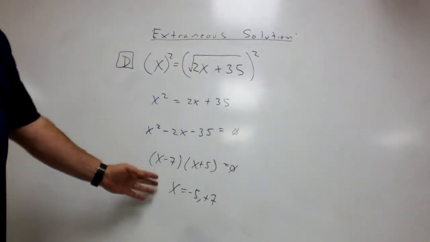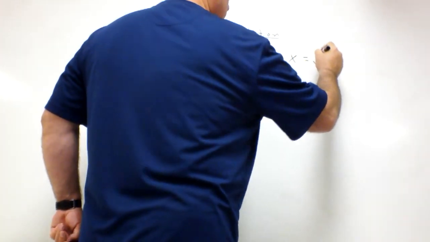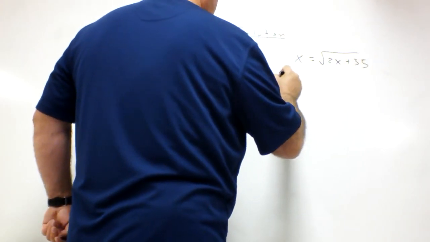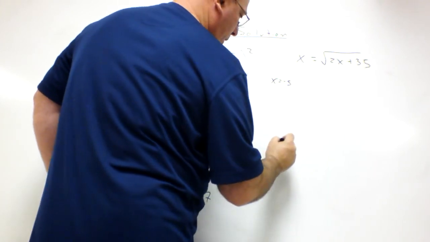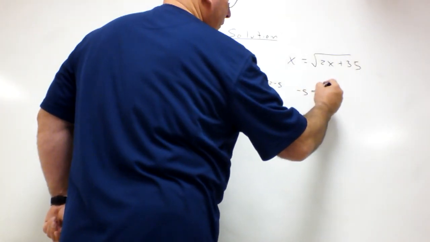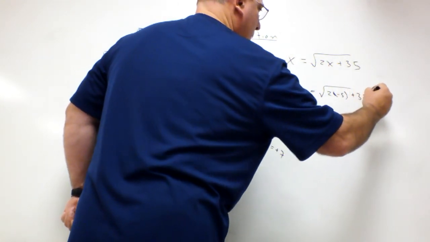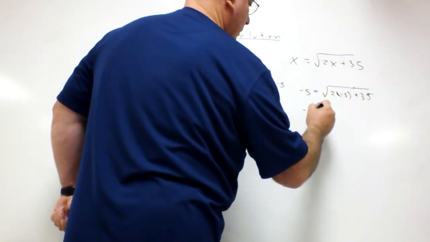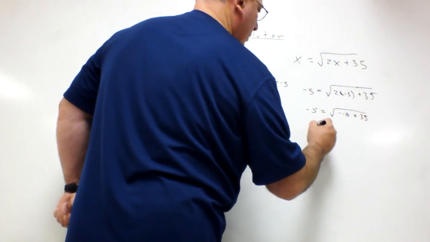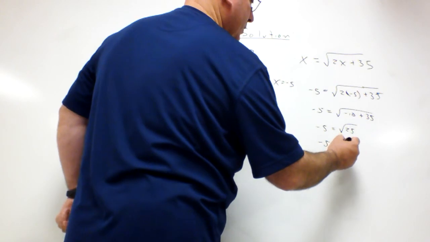We now want to try both of these answers in the original problem. So our original problem is x equals the square root of 2x plus 35. And we're going to try first negative 5, and then we'll try x equals positive 7. If we put in negative 5, we get negative 5 equals the square root of 2 times negative 5 plus 35. So we get negative 5 equals the square root of negative 10 plus 35. Negative 5 equals the square root of 25. Negative 5 equals positive 5, right?